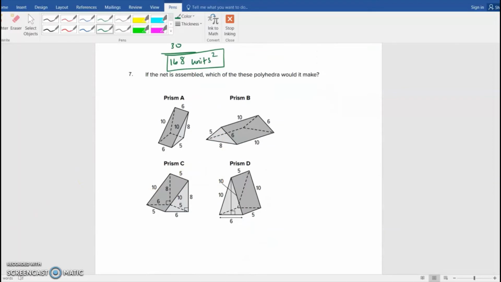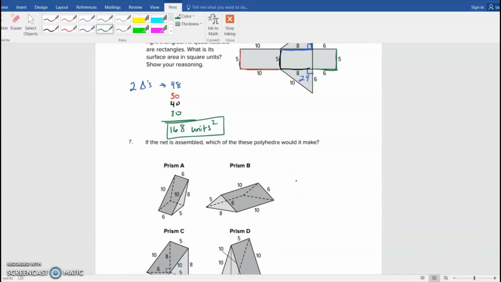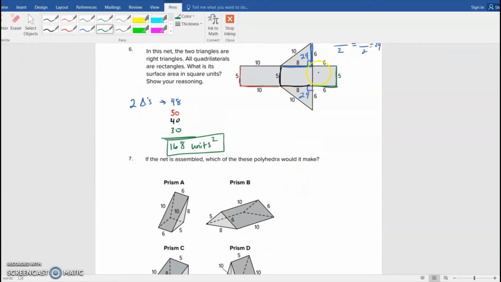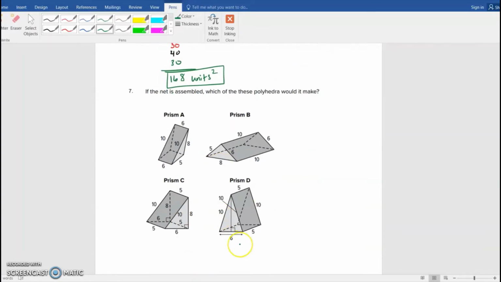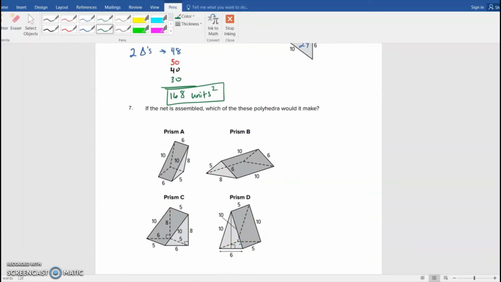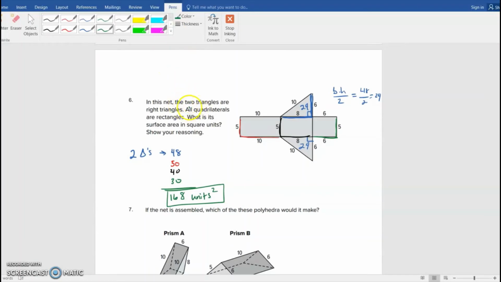Okay. Number 7 says if the net is assembled, which of these polyhedra would it make? So I'm looking at this net here, and I'm saying if I were to assemble it, which of these would it make? A, B, C, or D? And one of the first things that I remember is that this said that the 2 triangles are right triangles.